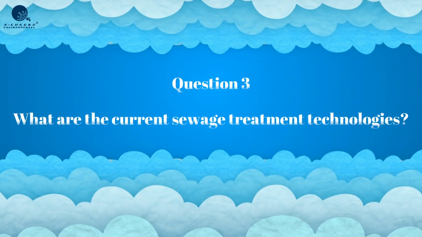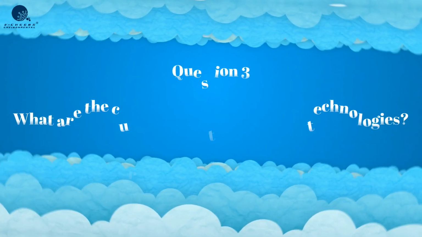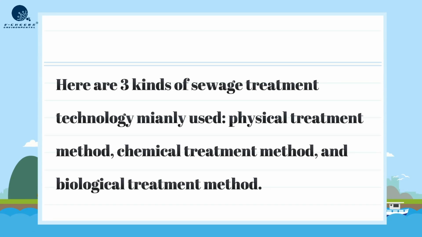Question 3. What are the current sewage treatment technologies? Here are 3 kinds of sewage treatment technology mainly used: physical treatment method, chemical treatment method, and biological treatment method.